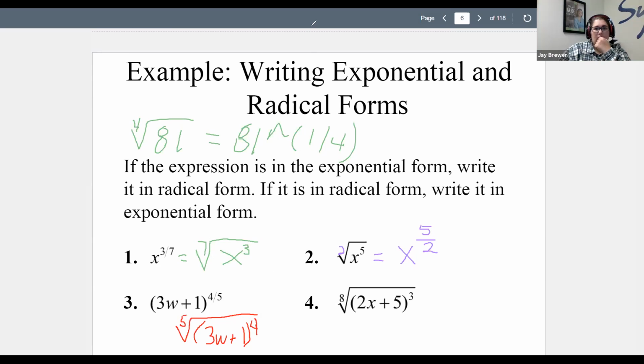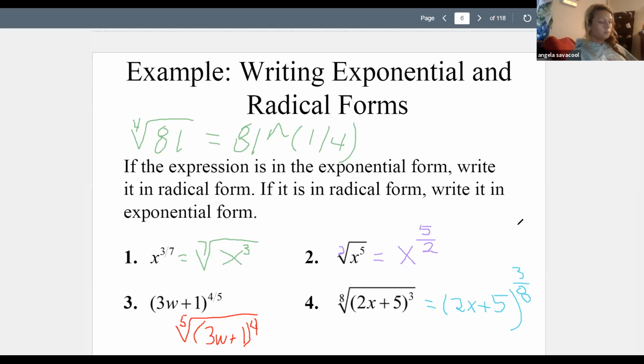Okay. And I'll help you guys out with the last one. We're going to have 2x plus 5, and we're going to raise it to 3/8. What do you think are some mistakes students could make on these so that you guys hopefully don't make them? Switching, like, where they go.